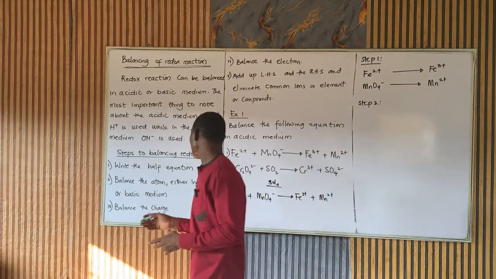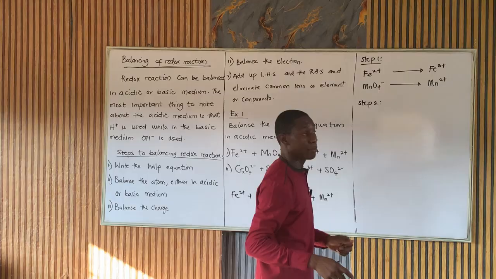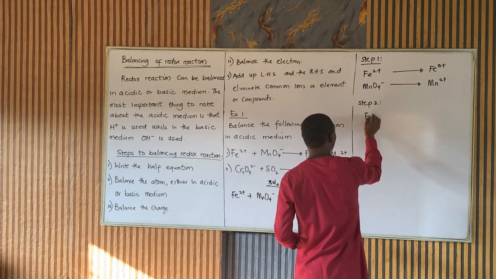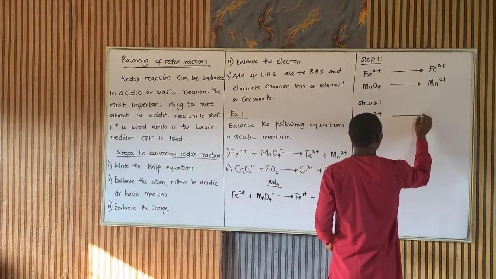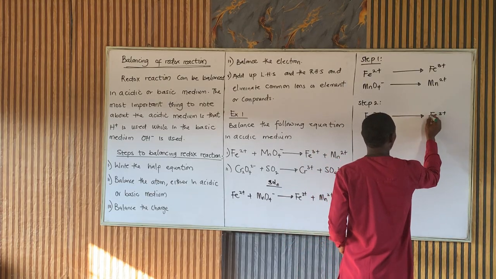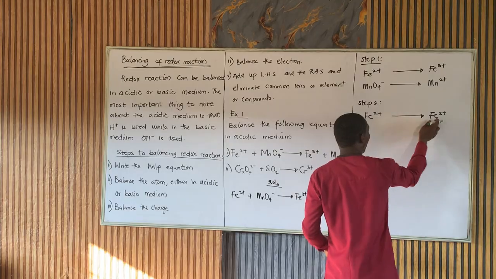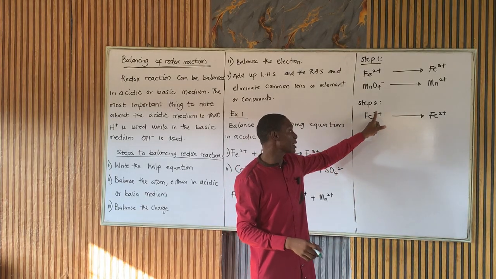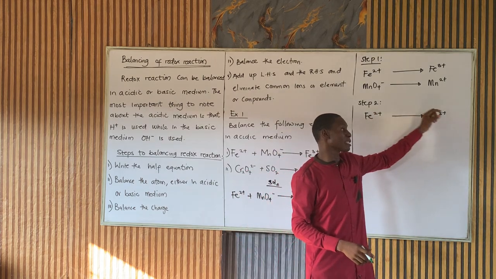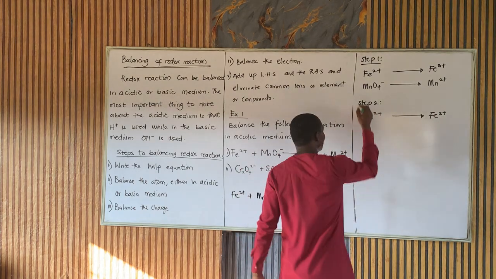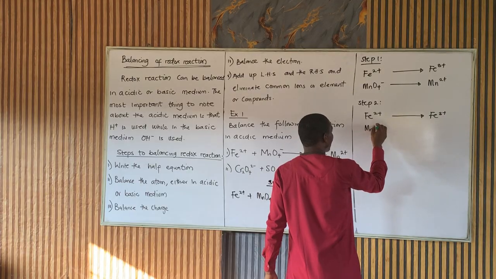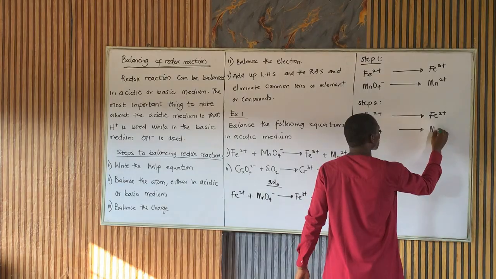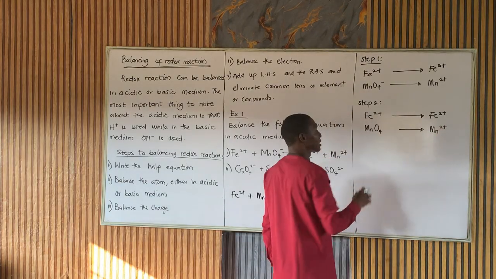Now, step 2 says balance the atoms in either acidic or basic medium. The atoms are balanced in the very first one, that's Fe2+ becoming Fe3+. So nothing to balance here. One ion, one ion. Please take note that this 2+ doesn't mean there are 2 ions here. It means the oxidation state of this ion is +2, while the oxidation state of this ion is +3. But right here, we have 1 manganese and 4 oxygen, while on this side, we have just 1 manganese. So the oxygen is not balanced.